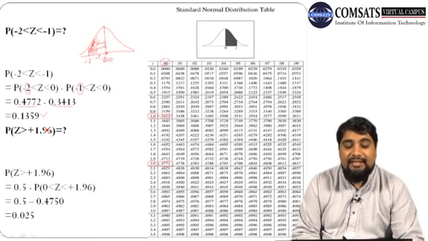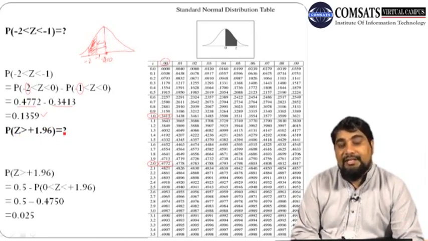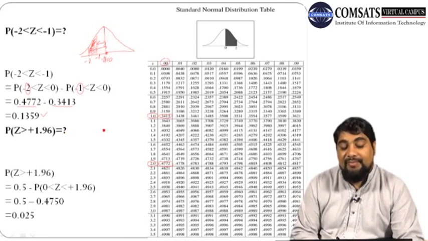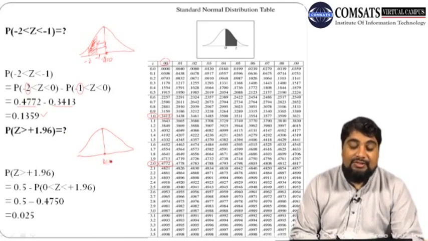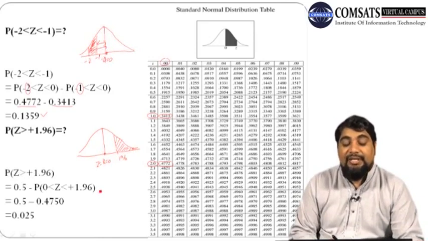So let us consider another case. Suppose we are interested in calculating the probability that z is greater than plus 1.96. So let us draw the normal curve. Here the mean is 0, so mu of z is 0. Remember that this curve will never touch the axis, so here it is 1.96. Now we are interested in calculating this area, that z is greater than plus 1.96.